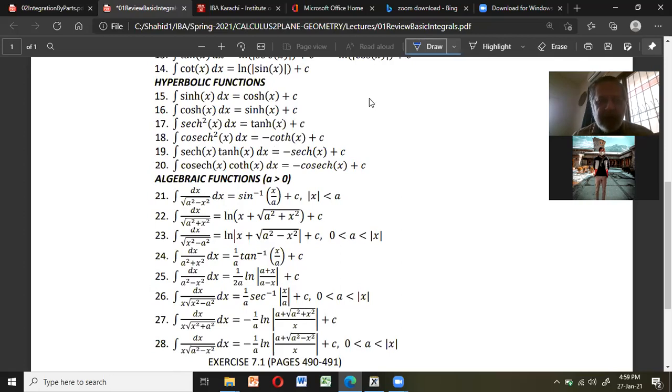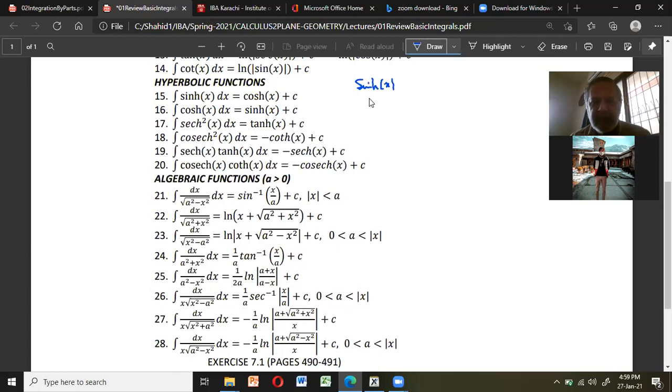But I want you to know what sine hyperbolic is. Sine hyperbolic x is defined as e power x minus e power minus x divided by 2, whereas cos hyperbolic x is defined as e power x plus e power minus x divided by 2. So when you take the derivative of sine hyperbolic, it becomes cos hyperbolic. When you take the derivative of cos hyperbolic, it becomes sine hyperbolic.